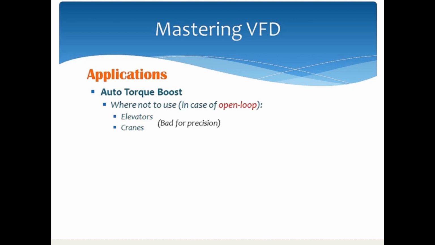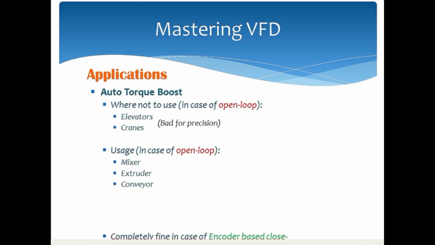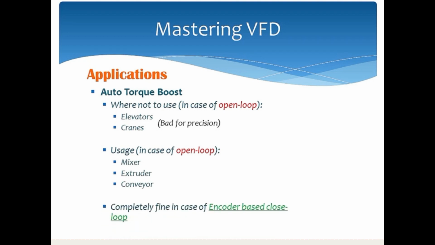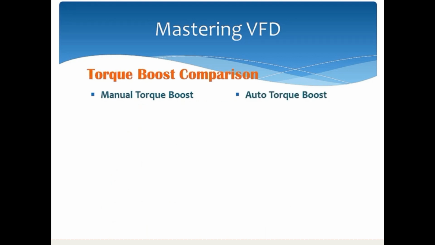Now we will see the areas where auto torque boost can be used. So we have mixer application, extruder application, and conveyor application. All these three mentioned applications are open loop. However, if there is an encoder feedback that makes the drive closed loop, then auto torque boost is completely fine. So here we will summarize auto torque boost by comparison with manual torque boost.